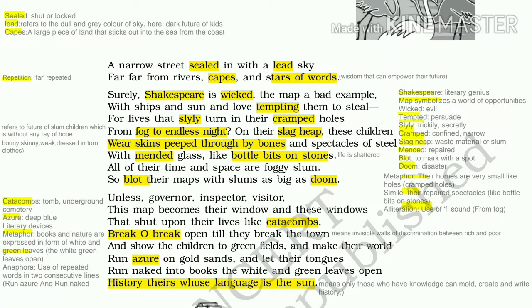Stars of words here means the wisdom, the knowledge. So they are far away from rivers, they are far away from the capes. Capes is a large piece of land that sticks out into the sea from the coast. And the stars of words, as I said, it is wisdom, it is knowledge, or you can say education. So these children are away from all these things. Their life is closed in that slum area.